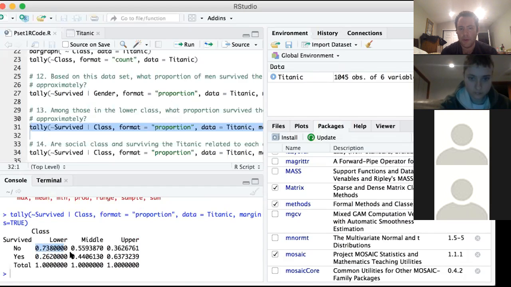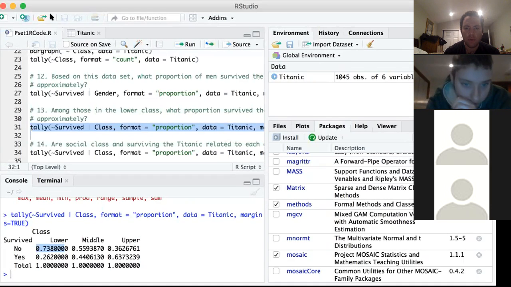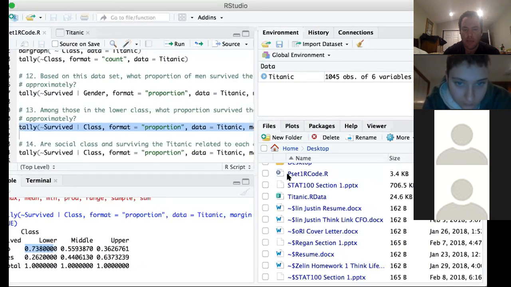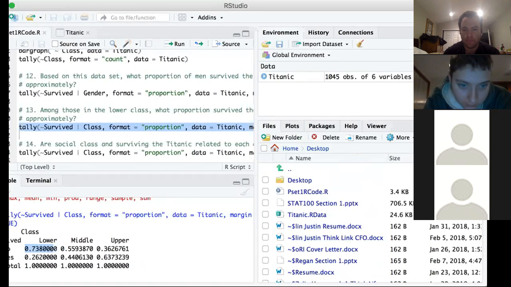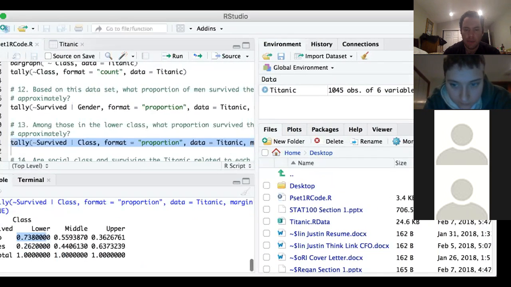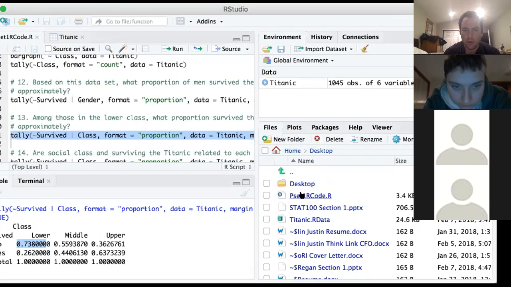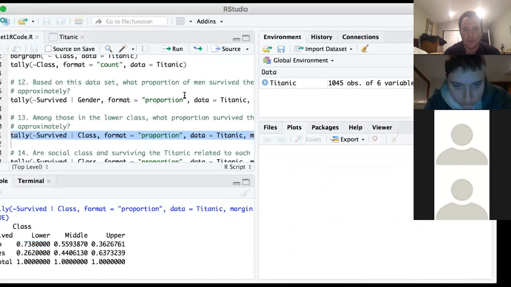How do we open up the code? So there's a code on the website which was called pset1rcode.r. What we can do is download that from the course website. So I actually went and downloaded that to my desktop here, and it's called pset1rcode.r. So all I did was click on it here, and that will bring it up here in RStudio.